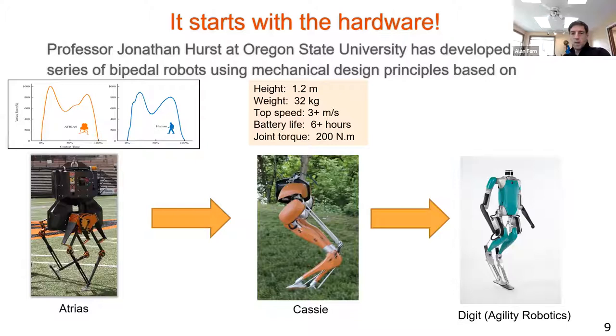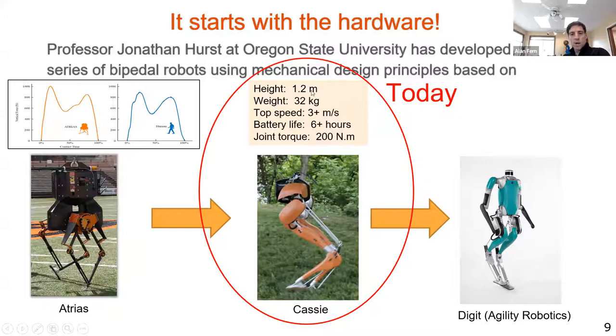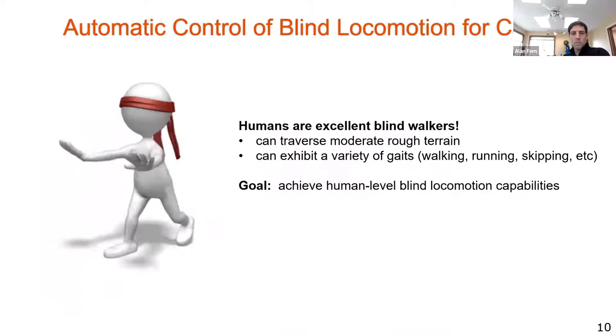So they don't manufacture Cassie anymore, but with Digit, you can see the legs are very similar, as well as arms. Might be in a warehouse someday or delivering packages to your doorstep. That would be really cool. Today we're going to talk about Cassie, because that's what our lab has. We'd love to have the money to buy Digit, but not quite yet. We're saving our pennies. But there's a lot of cool things we can do with Cassie. So I'm going to tell you about those today.